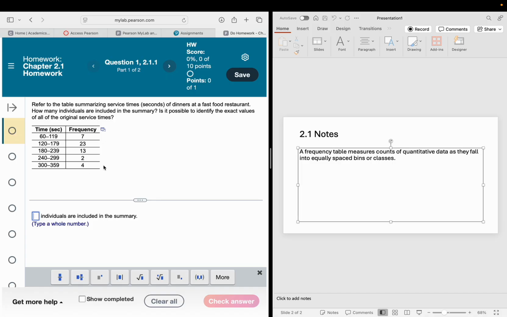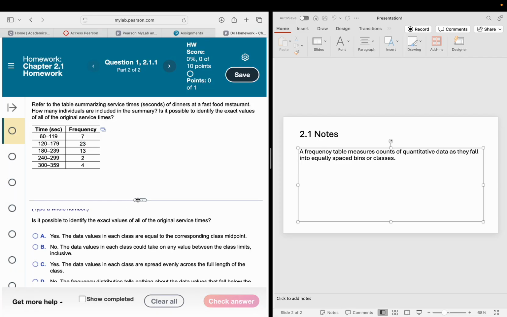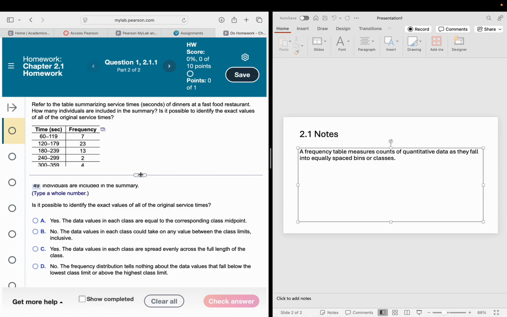If you want to know how many individuals there are, all you need to do is count up this data. For that, I might use a calculator. So 7 plus 23 is 30. I know that, but then I've got the 13 and the 2 and the 4. I just add that up, and it looks like there must have been 49 individuals. Again, that could be checks or people. We're used to thinking about statistics in terms of people, but you never know what you might be measuring.